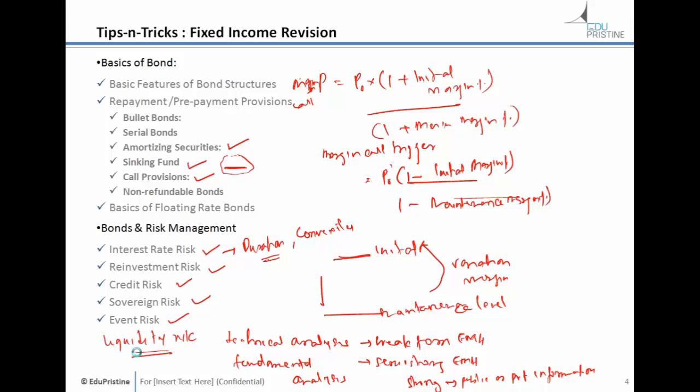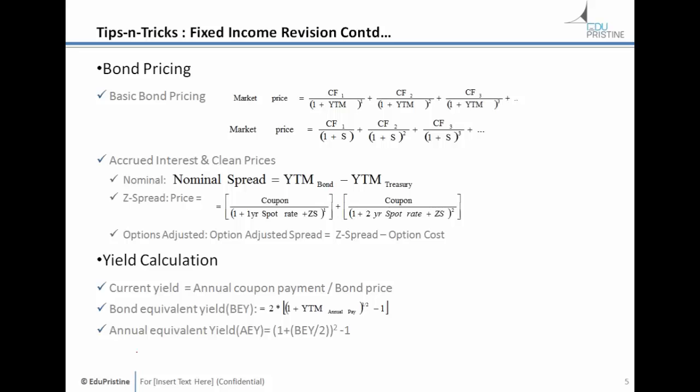So now let me come down to the basic bond pricing formula. The basic bond pricing formula is similar to something which we looked at in equity as well. In equity we have looked at that value of equity is nothing but the discounted cash flow of all the free cash flow to firm for the respective years.